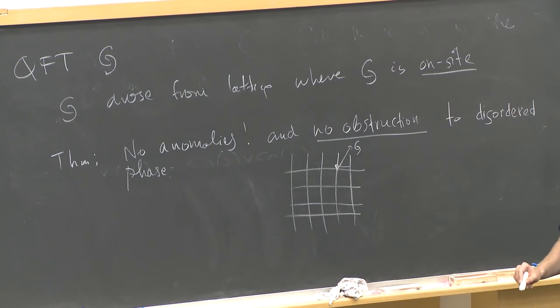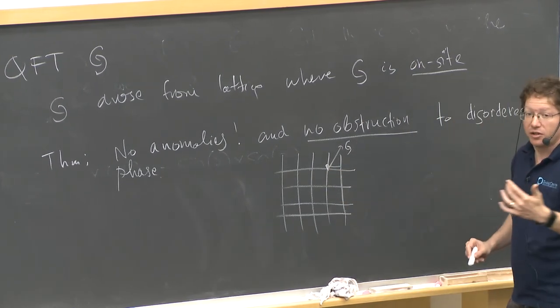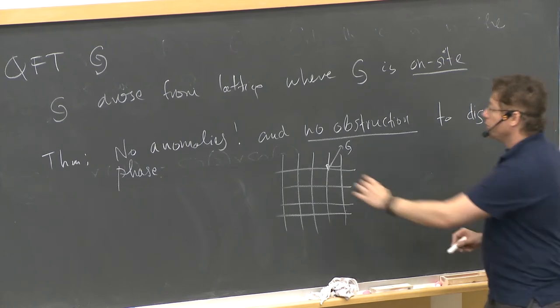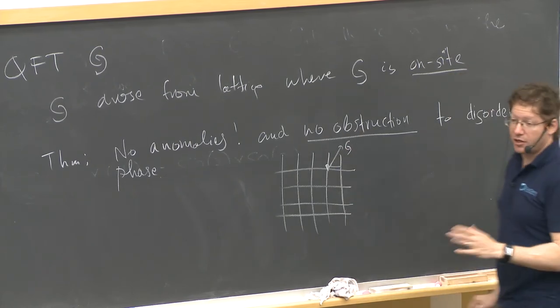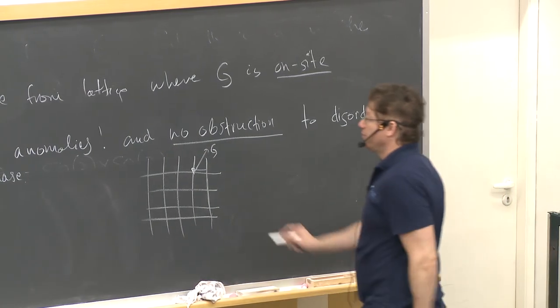The other direction is very hard. It could be that you have a lattice construction where the symmetries are not on site, but it still does not lead to an anomalous theory. Only this direction is obvious. The other direction may not be true. OK? This is just an explanation for why.